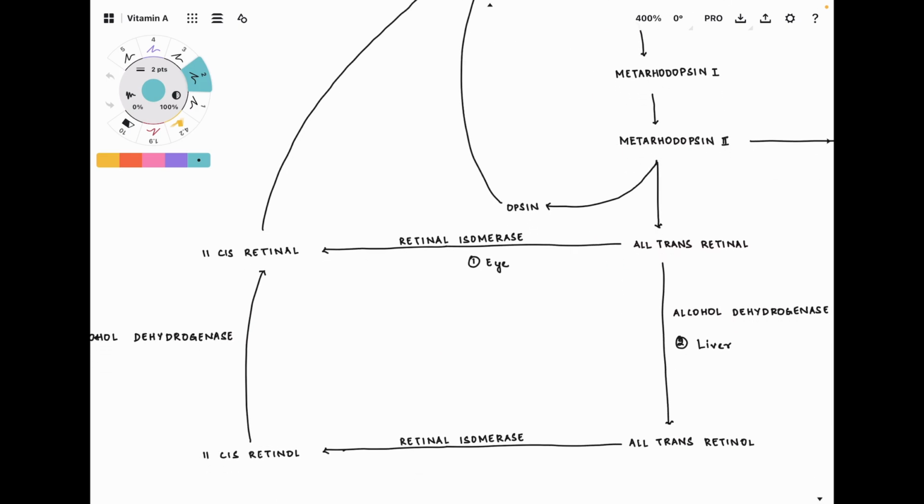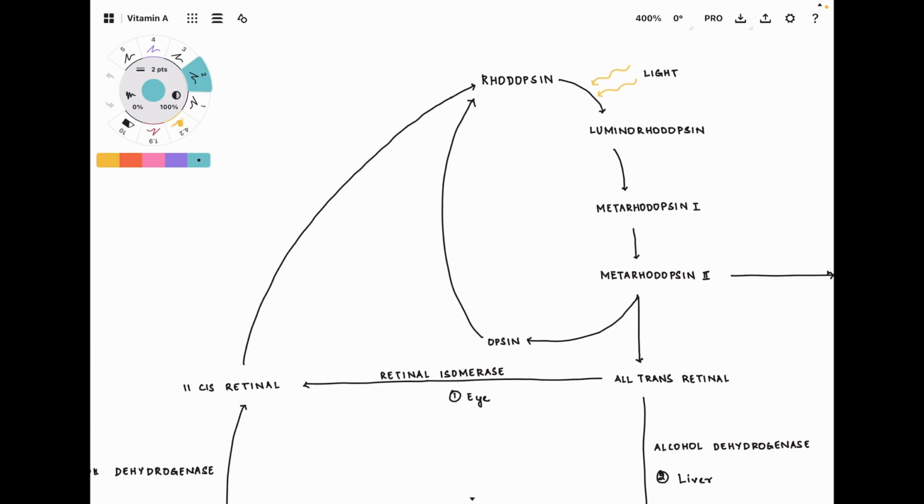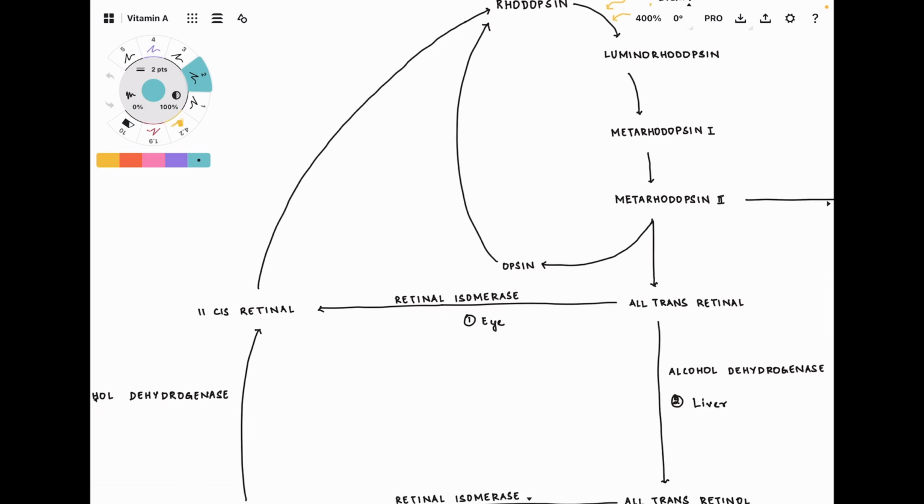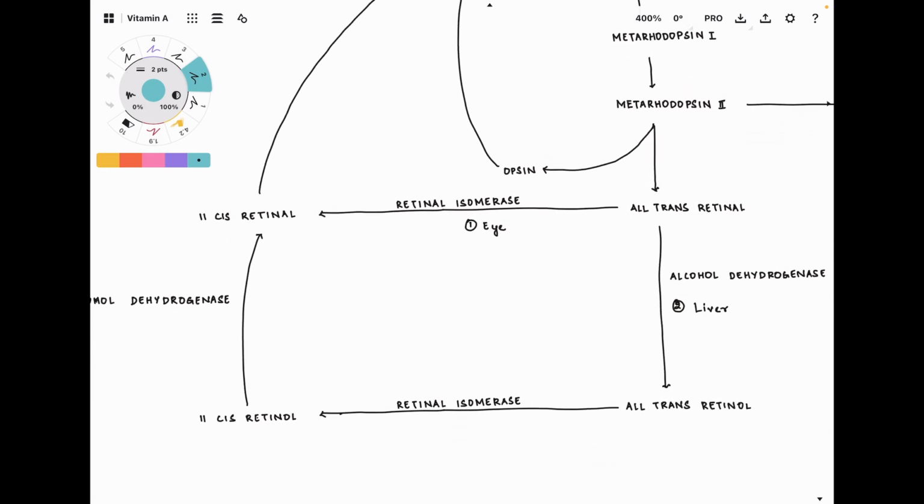So the all trans retinol ultimately needs to get converted into 11 cis retinol so that it can combine with opsin to form rhodopsin to complete this cycle. This happens in two locations in our human body. The first location is the eyes and the second location is in the liver. In the eyes, the enzyme retinol isomerase acts on all trans-retinal and converts it into 11-cis-retinal.